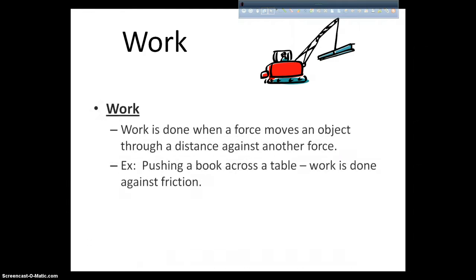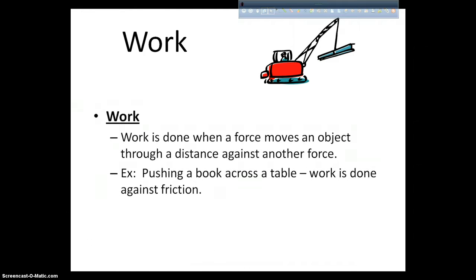So work, in the notes that you have, remember that work is done when a force moves an object through a distance against another force. So the key here is this part about moving an object.